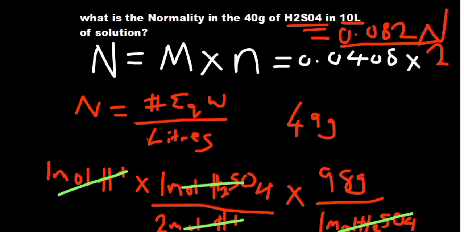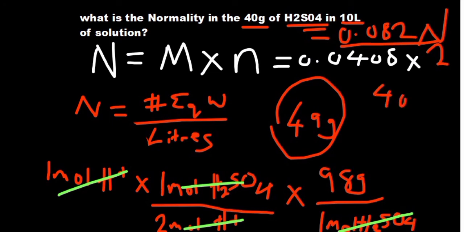So now, to determine the number of equivalents, we're supposed to divide by this mass that we've calculated. The mass that we've calculated is actually the equivalent mass of a proton. So we're supposed to divide the 40 grams, the mass that is given, the mass of the acid, by 49. So you find that 40 divided by 49, we have 0.82.